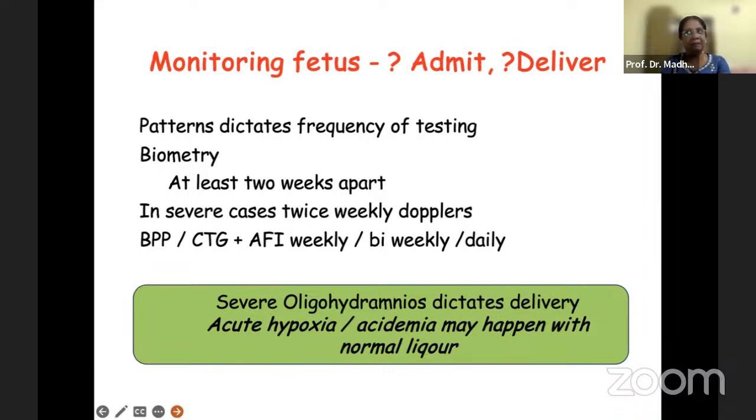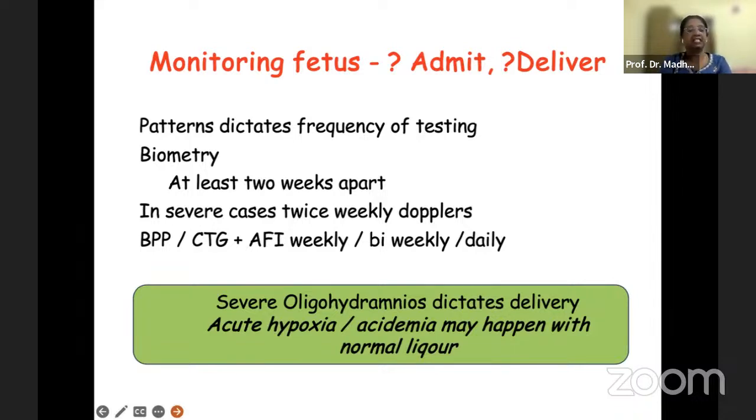Many times, when Dopplers are repeated outside, they come back as normal. So we have to be careful how we're interpreting these Dopplers, and if possible, do your own Doppler. Now, biometry, as I told you, is done every 2 weeks apart. If it's done every 2 weeks, then it's showing normal.